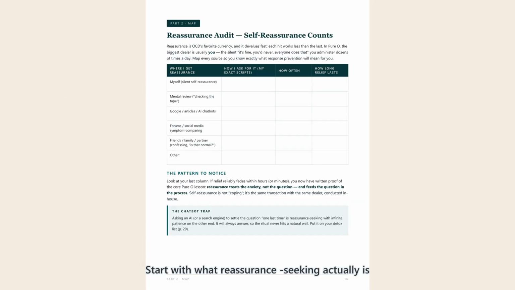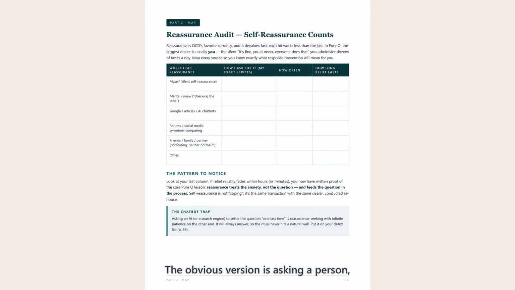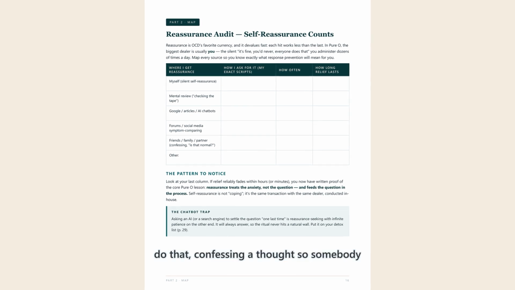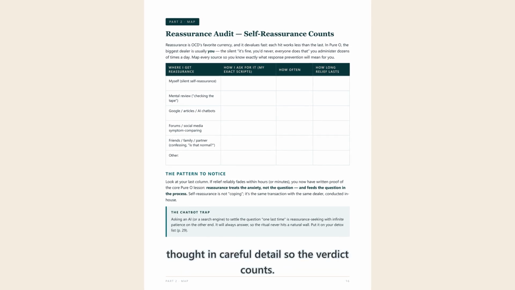Start with what reassurance seeking actually is, because the obvious version is the smallest version. The obvious version is asking a person, asking your partner whether you would ever do that, confessing a thought so somebody else can rule on it, describing the thought in careful detail so the verdict counts.